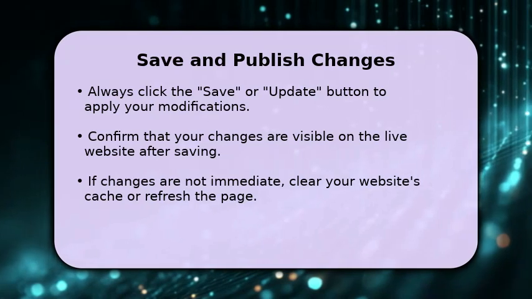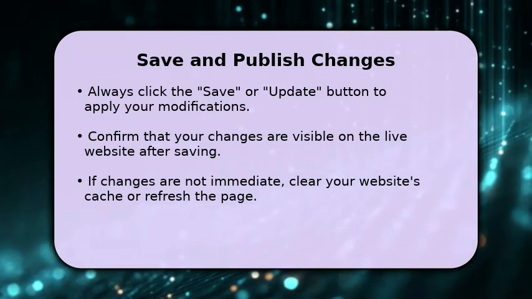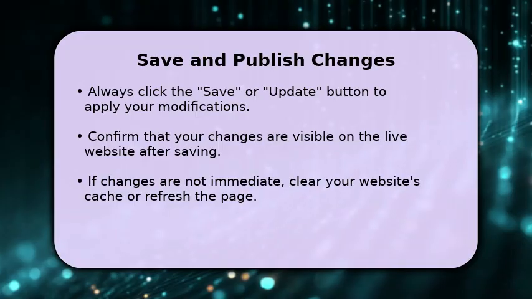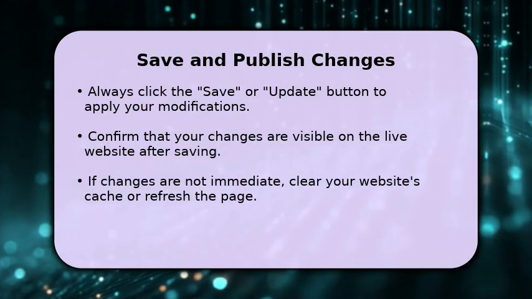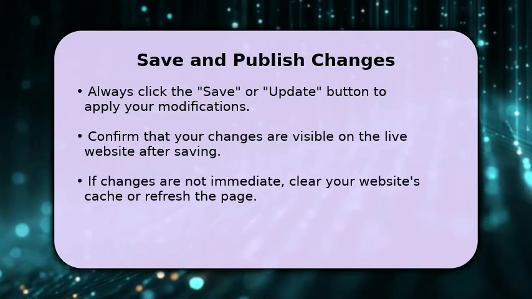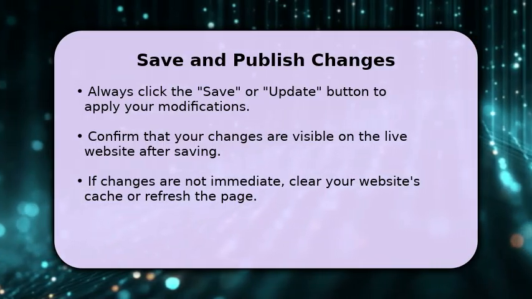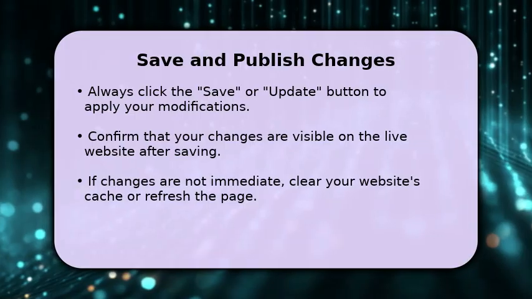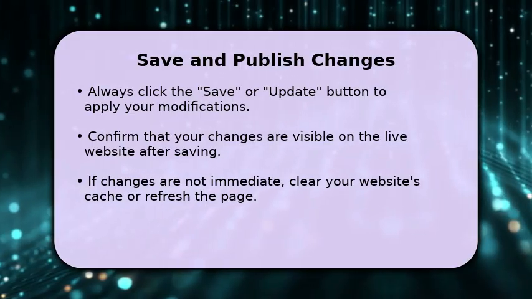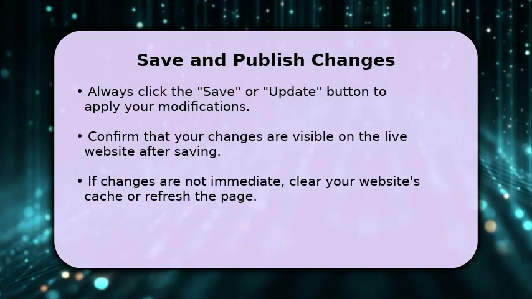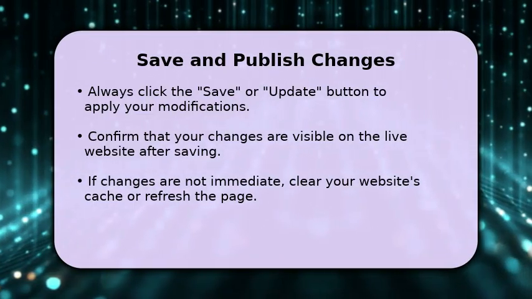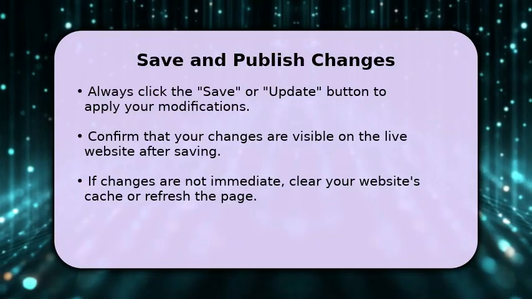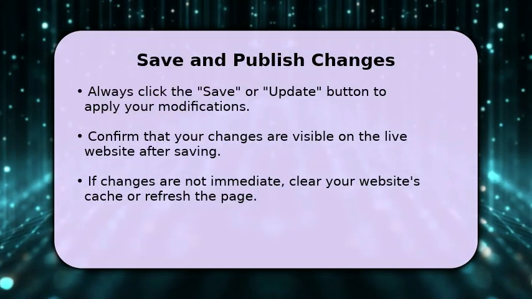After making all your desired adjustments, the final and most crucial step is to save your work. Look for a Save, Update, or Publish button, typically located at the bottom or top of the Settings panel. Clicking this button will apply your changes. Always double-check your live website to ensure everything looks exactly as intended. If you don't see the updates, try clearing your browser cache or refreshing the page.